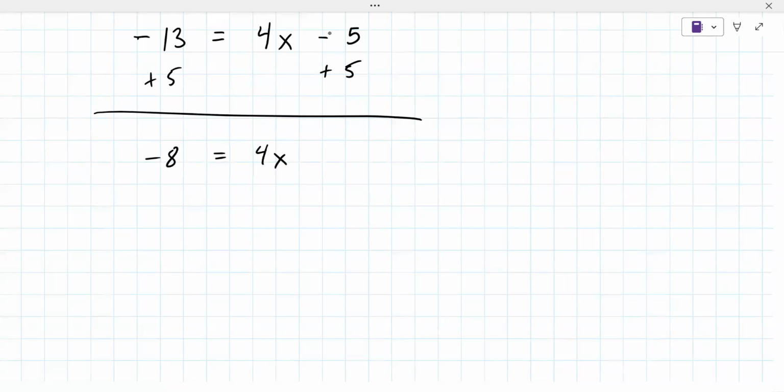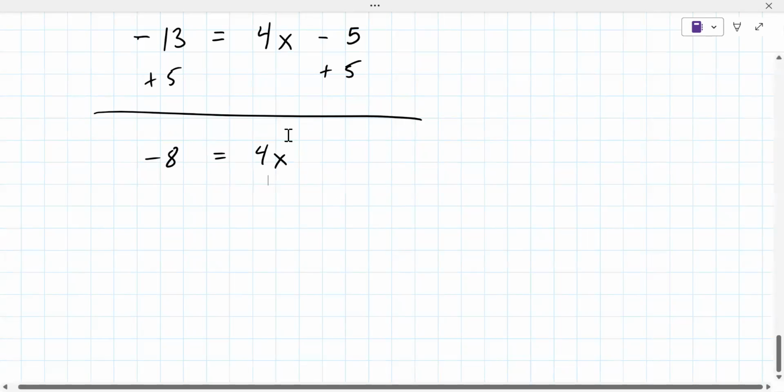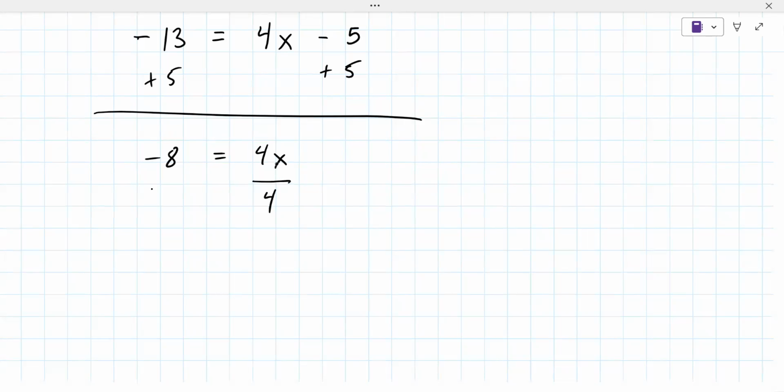And then what do you divide? Look at the side with the variable. What do you divide? Divide both sides by 4. So what is the result? -2. Very good. Go ahead and get this example down in your notes, please.